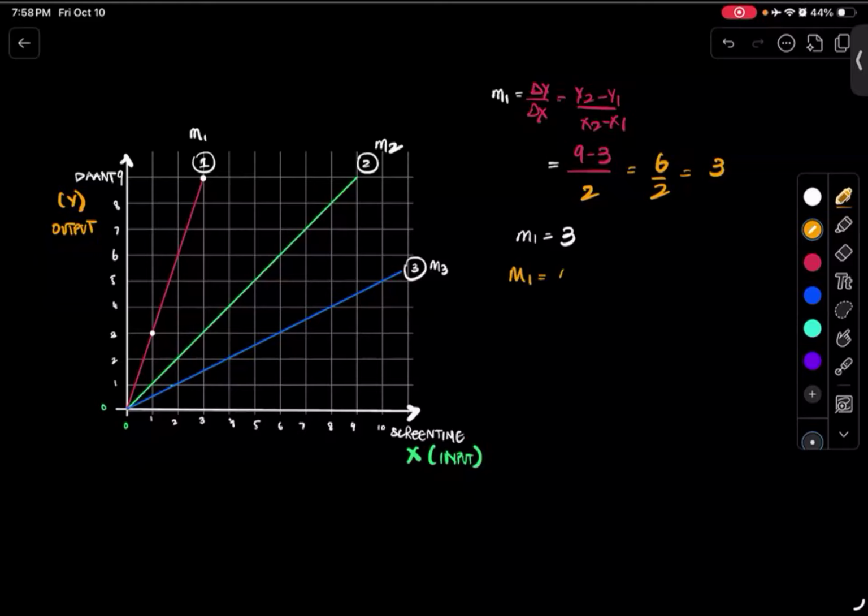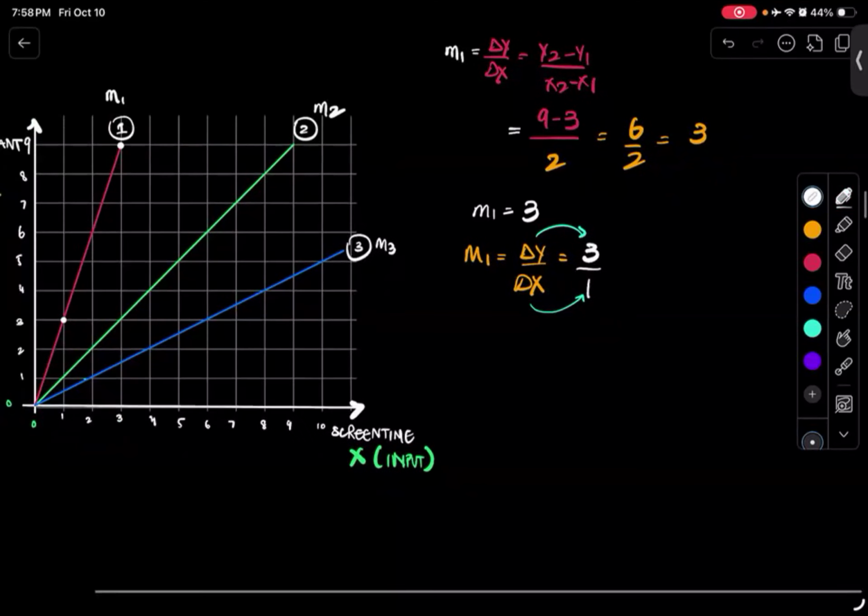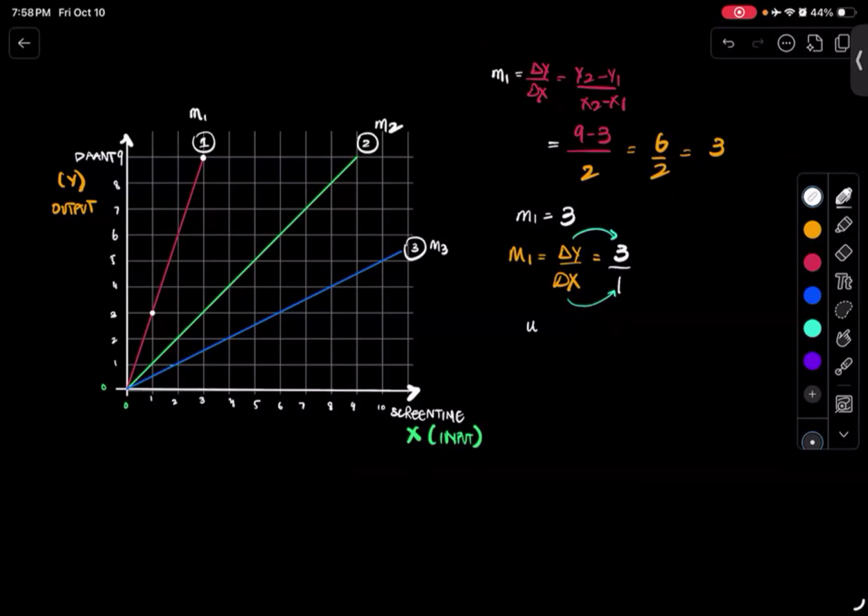M1 was change in y over change in x. And if you write change in y over change in x as 3, can we say that 3 is being divided by 1, because that's the same thing? What does this mean? Y increased by 3. It means very specifically, when x increases by 1 unit, y increases by 3 units, right?